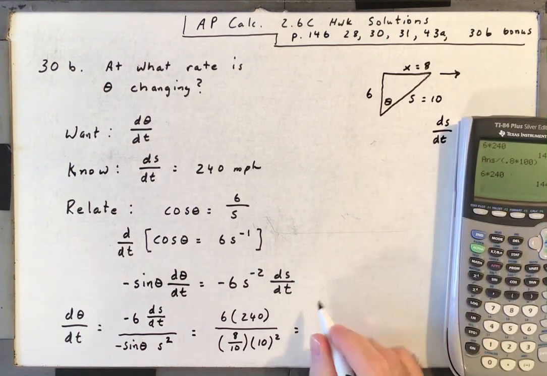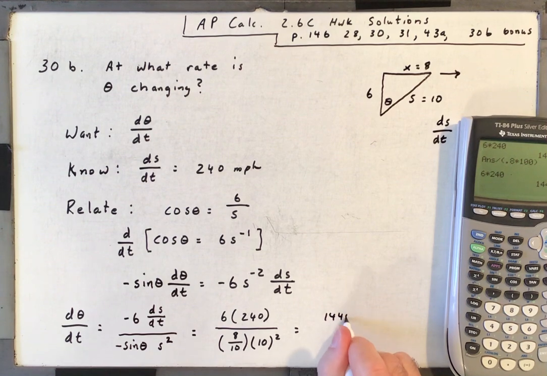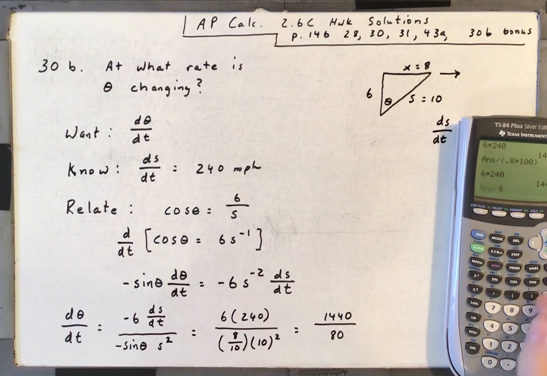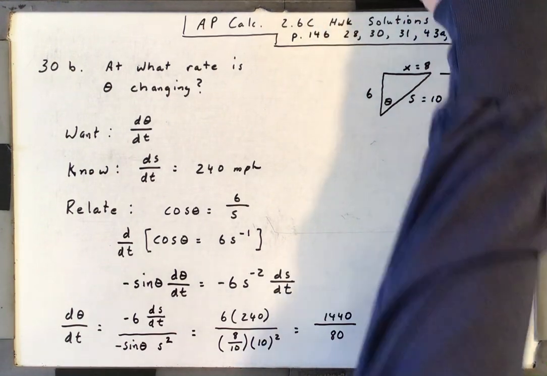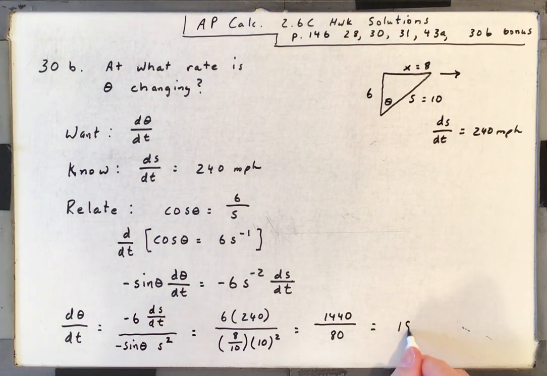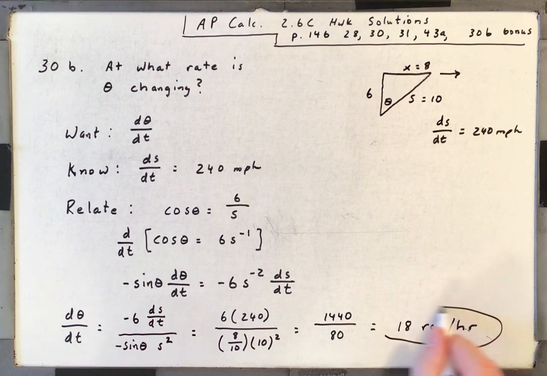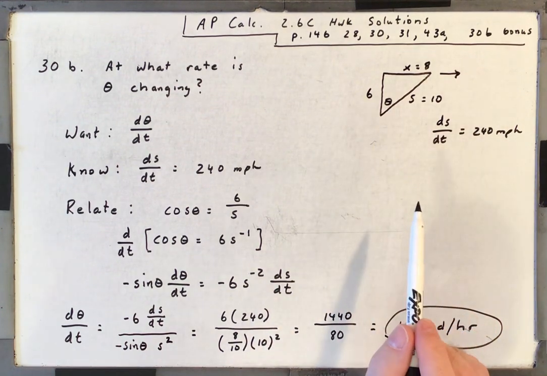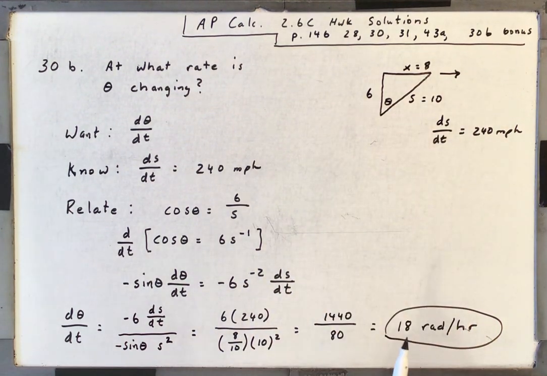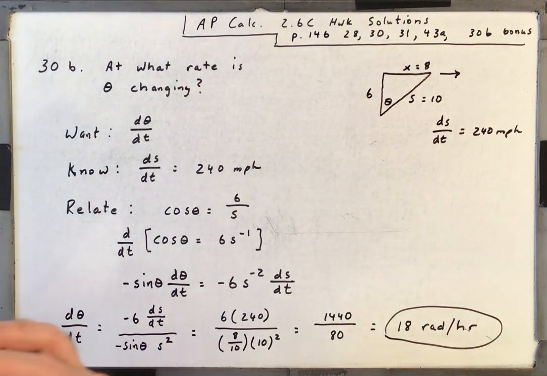Which is 1440. And then 0.8 times 100 would be 80. So that is 18 radians per hour. Not radians per second. That would be the thing spinning, spinning, spinning super fast. All right, it's radians per hour. Okay, so I hope you got that right. If not, I hope it helped you to get to work on another one.